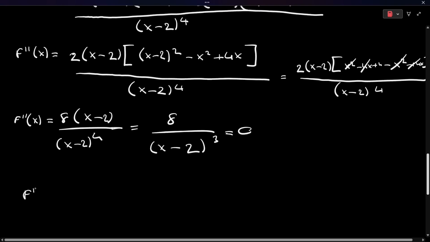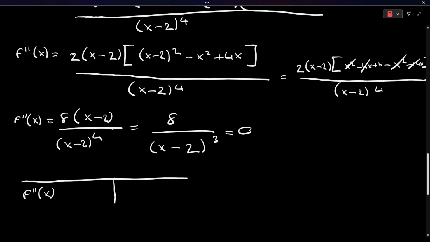So when I make the sign table for the second derivative, what I have to do is put the values that make the function undefined, which is 2. And my original function was x squared over x minus 2. So 2 is not defined as well. No matter what, this cannot be an inflection point because at point 2 the function is not defined.